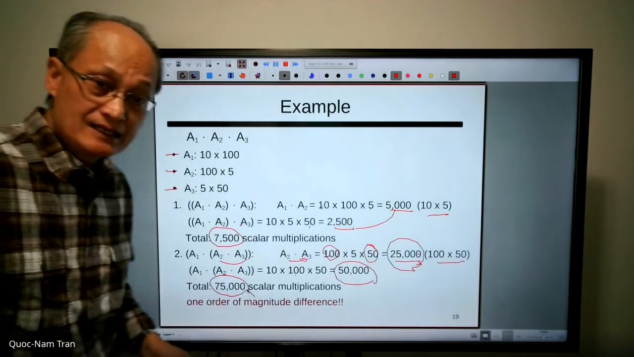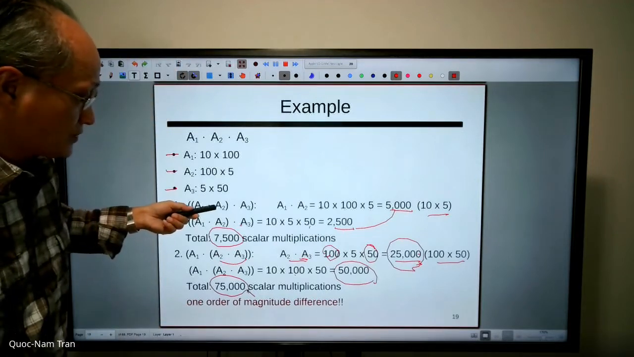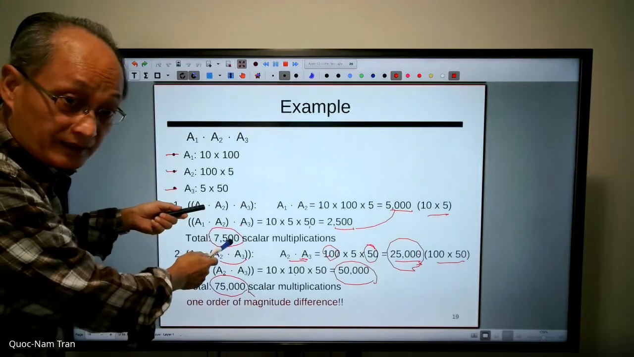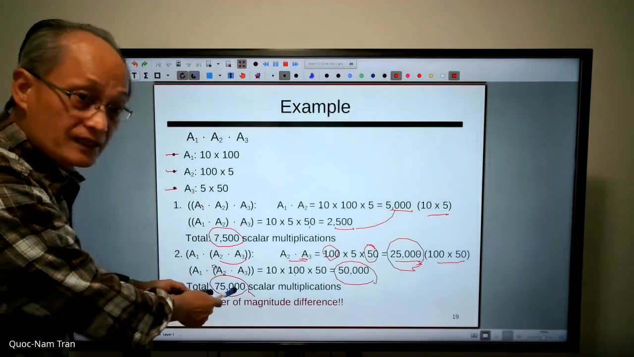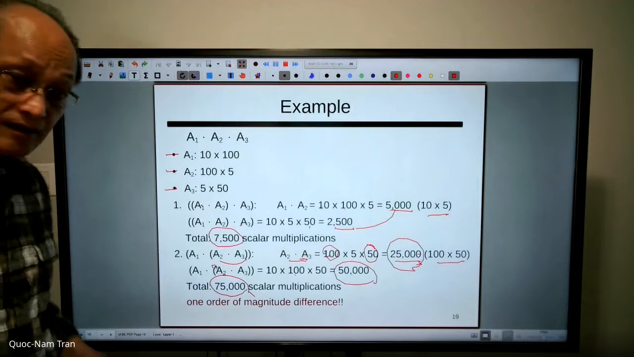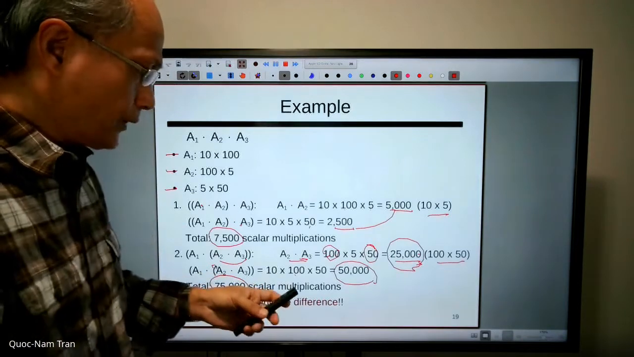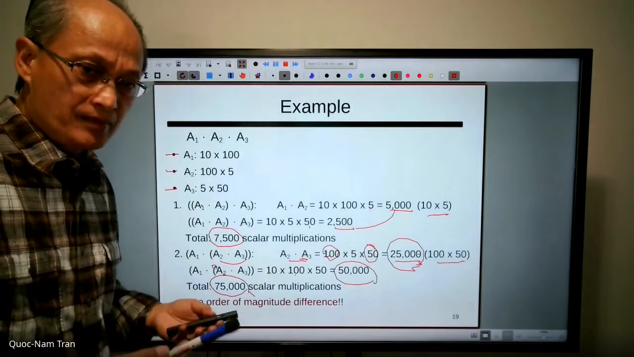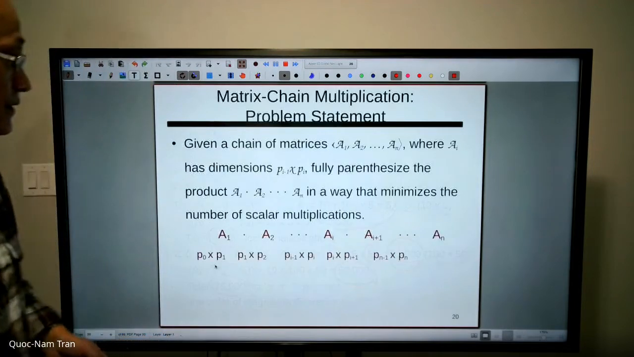So you can see here, if we multiply A1 and A2 first, it took 7,500. If we multiply A2 and A3 first, it's 75,000. That is a big difference. We even have some examples where the cost may be 1,000 times different.